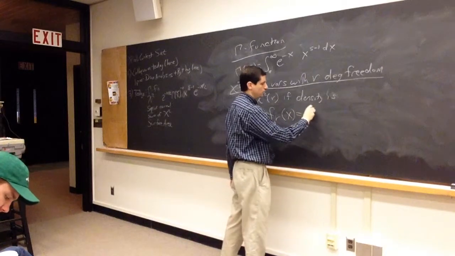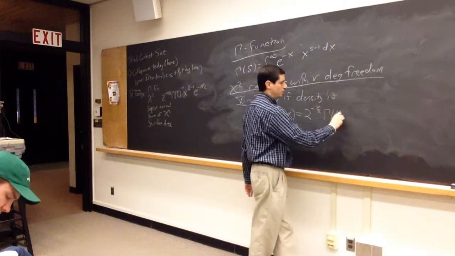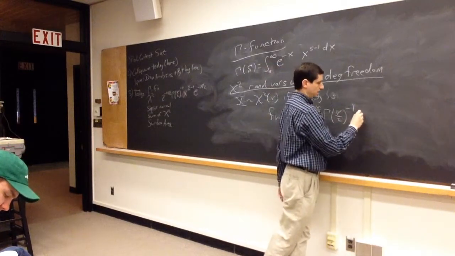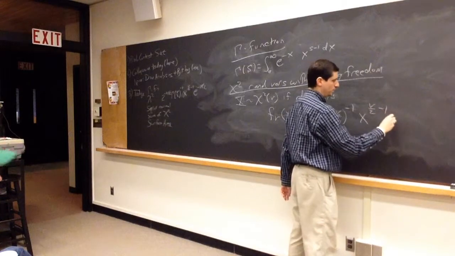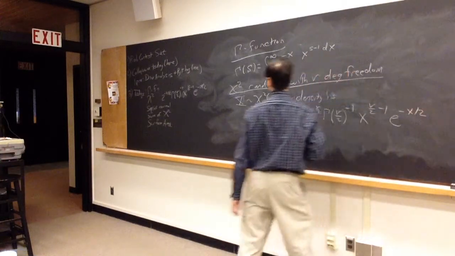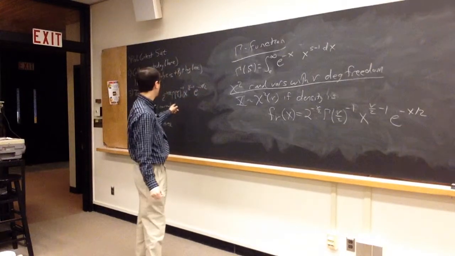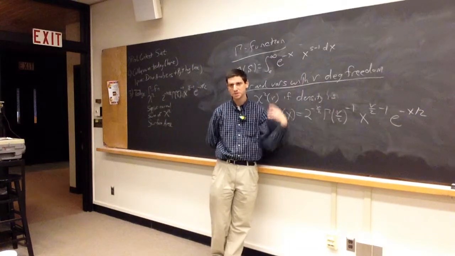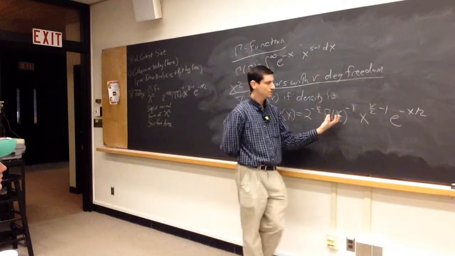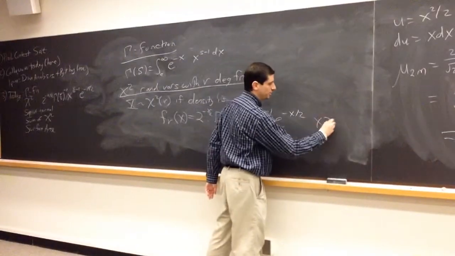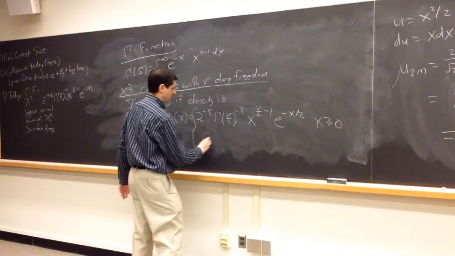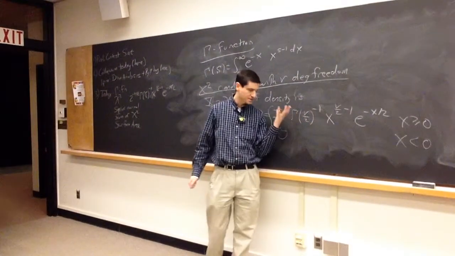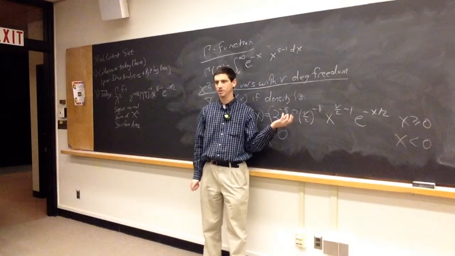Of x is 2 to the negative nu halves, gamma of nu halves to the minus 1, x to the nu halves minus 1, e to the minus x halves, I believe. And I wrote it over here just so I make sure I don't forget. Good. All right. Because I'm writing it down like this, in some sense I'm giving away the punchline that here's the normalization constant. This will be if x greater than 0 and 0 if x is less than 0. And so I'm claiming that this is exactly what you need so that it will integrate properly.